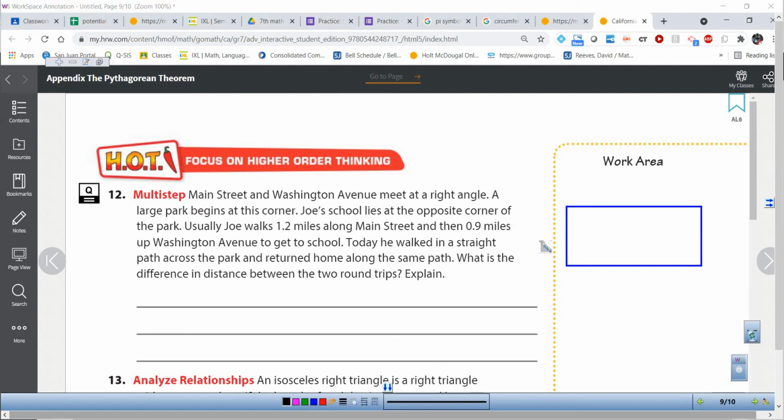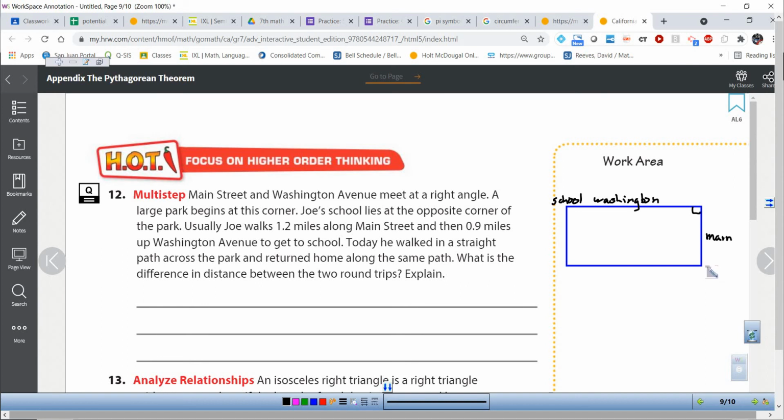Okay, so let's make a sketch of this. So we have Main Street and Washington Avenue. I'm going to call this one Main, and I'm going to call this one Washington. Okay, and they meet at a right angle. A large park begins at this corner. Joe's school lies at the opposite corner of the park. So over here I'm going to put school. And right here is where the park begins.